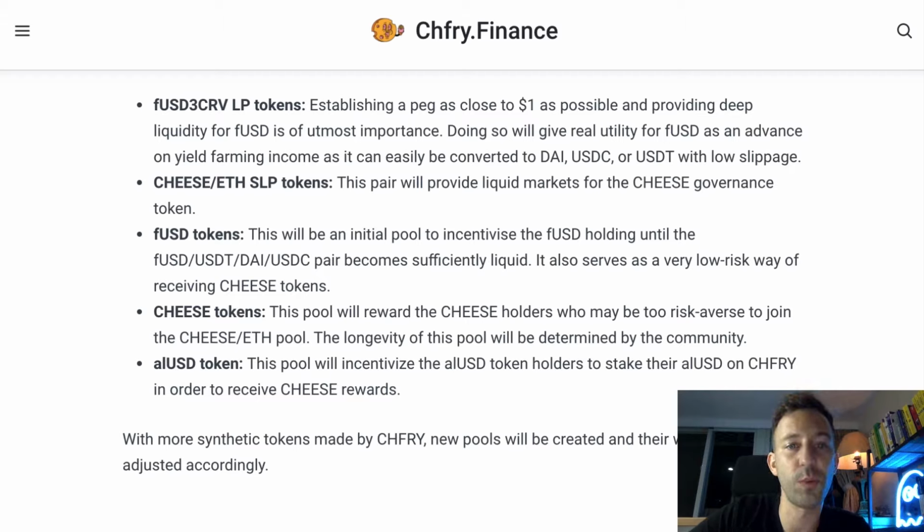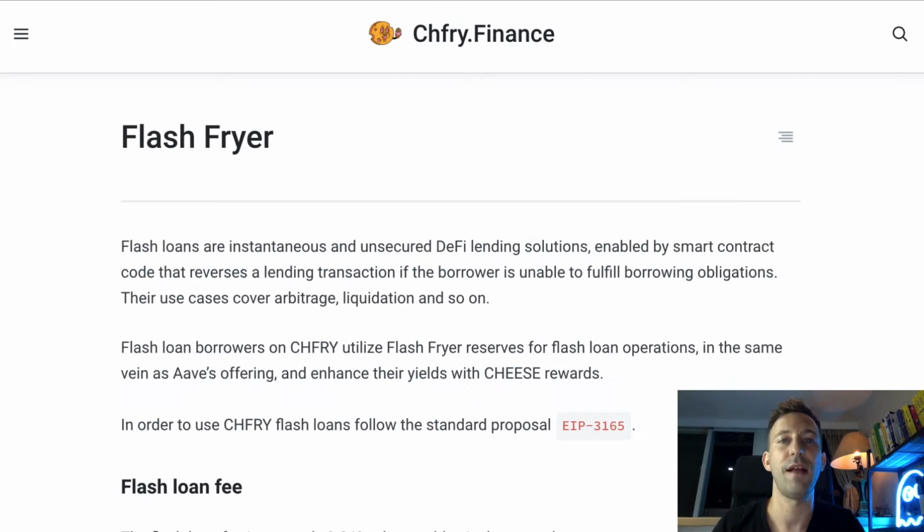Then you have the cheese pool. The purpose of this pool is to reward the cheese holder who might be too risk averse to participate in other pools. And using this pool is very easy. On the website of CHFRY, you can directly stake your cheese token and get some cheese reward in exchange. And finally, there is the ALUSD pool. ALUSD is the stablecoin of Alchemix, which is another protocol similar to CHFRY. And the purpose is to incentivize the ALUSD token holder to stake the ALUSD on CHFRY to receive some cheese reward.